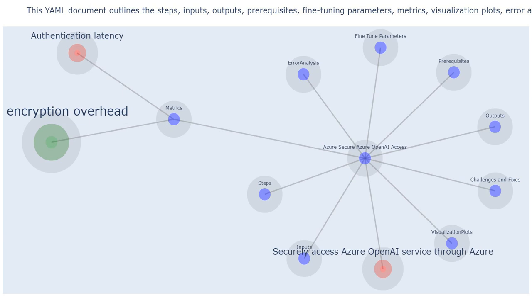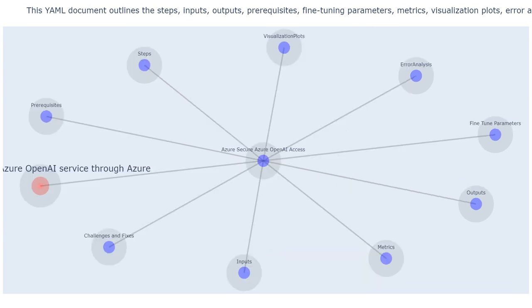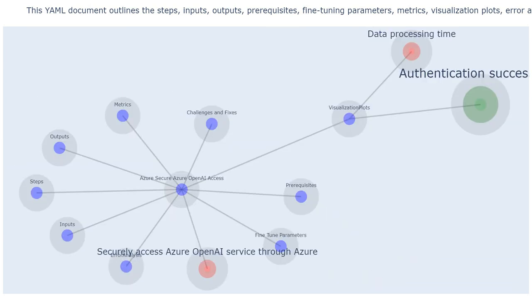improved performance. Visualization plots. Visualize the success rate of authentication attempts using Azure AD to access the Azure OpenAI service. This plot helps identify trends in authentication failures and provides insights into potential security vulnerabilities or configuration issues.